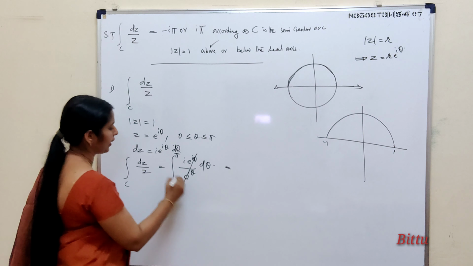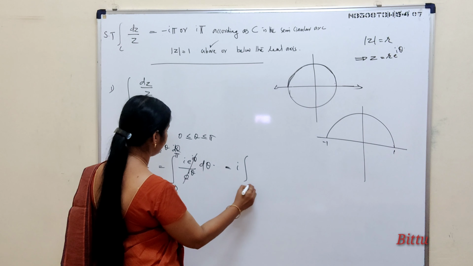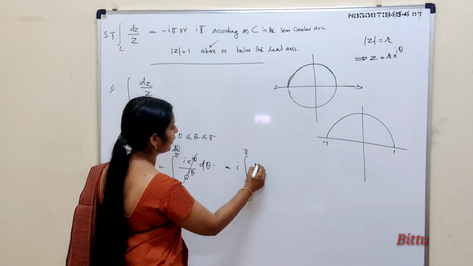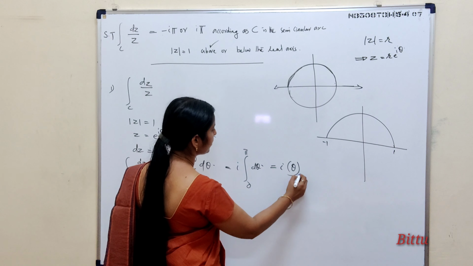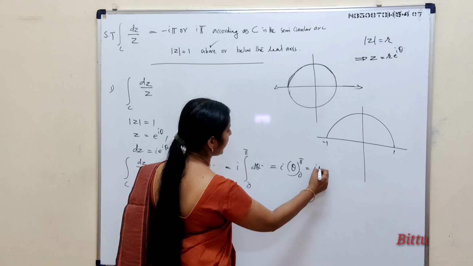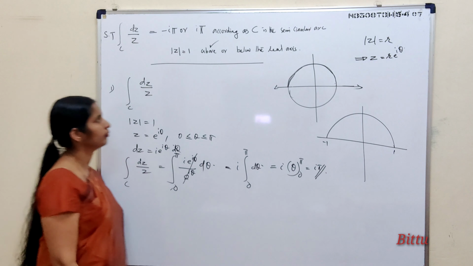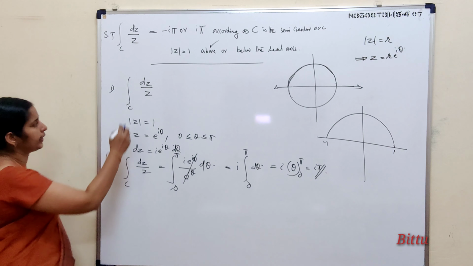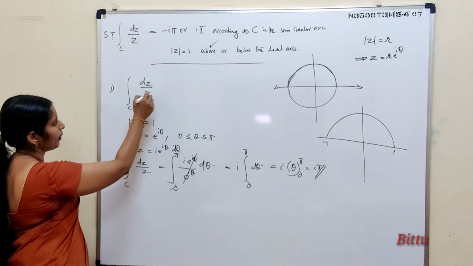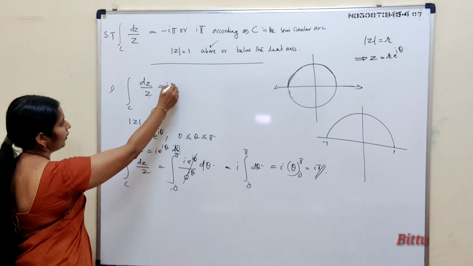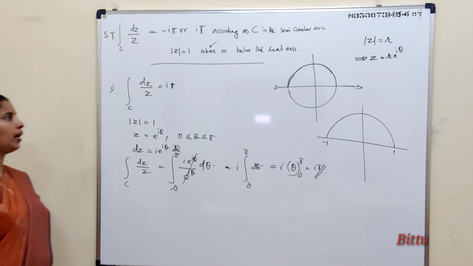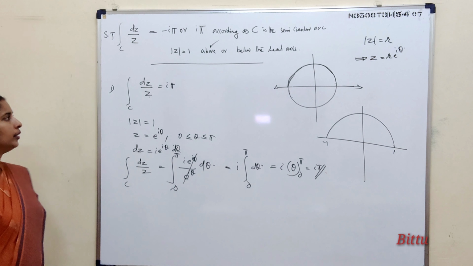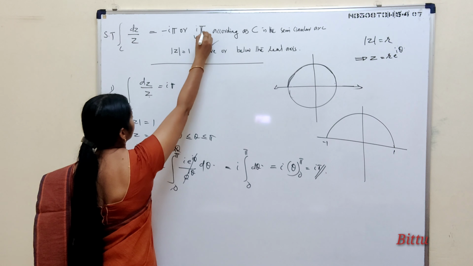You can see this will cancel each other. So I will integrate 0 to pi d theta, and it is i into theta from 0 to pi. So it is i pi. So the integral over C of dz by z is i pi, if you consider the part of the unit circle in the upper half of the real axis. So the answer is i pi.